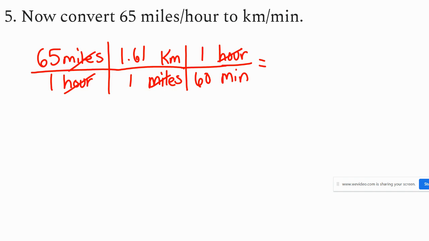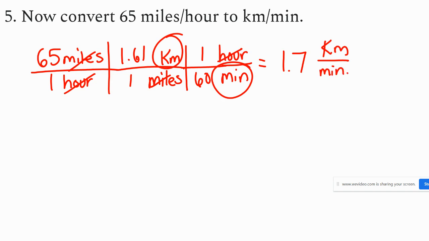What'd you get? 104.65. Did you divide by the bottom part? When I divided, it was 1.7. Yep. So after you divide it, you should end up with 1.7 as your answer. Is that what you got? Okay. So that would be 1.7. What are my units? What's left over for units? Kilometers per minute. So km per minute are what my units are.